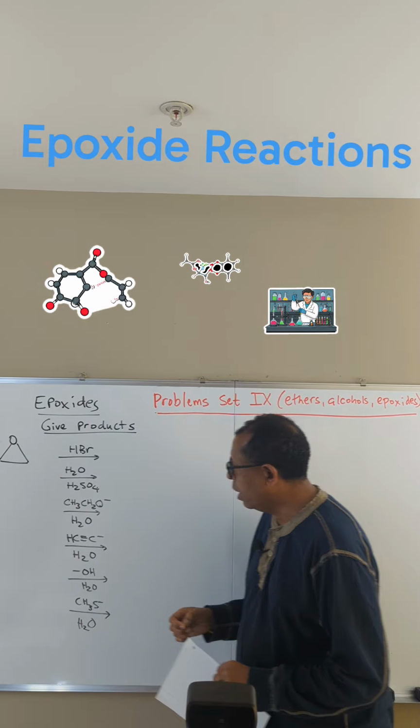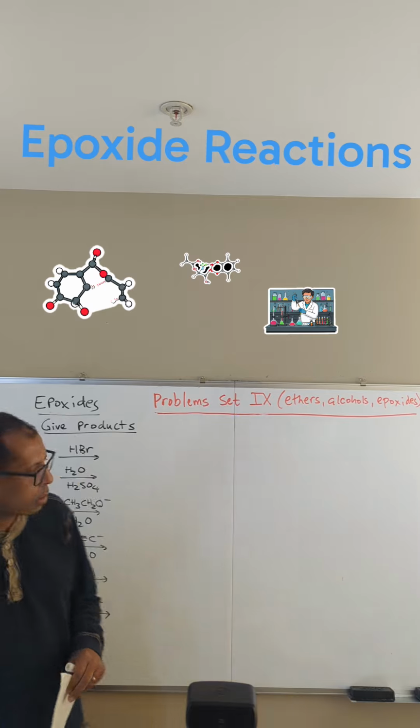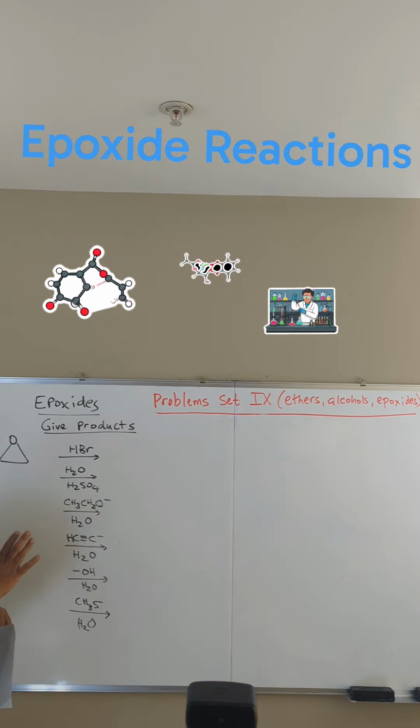Hello everyone. Today we're going to discuss more on epoxides. These are related to alcohols and ethers. They are a special kind of compound that has a cyclic system, a three-membered ring, and they are very reactive because of that ring strain.